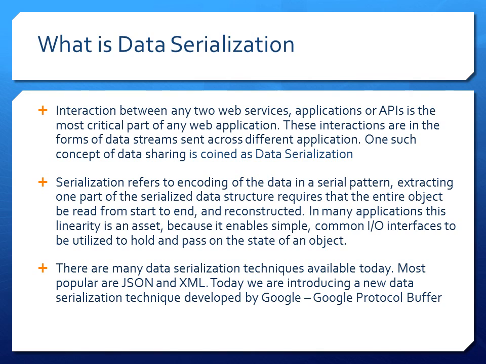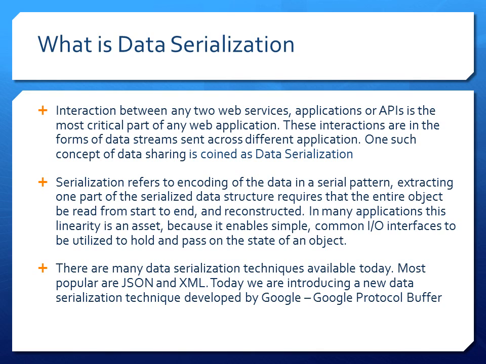So quickly, let's talk about data serialization. It's the interaction between any two web services, applications, or APIs. It's the most critical part of any web application. These interactions are in the form of data streams sent across different applications. One such concept of data sharing is coined as data serialization. Serialization refers to encoding the data in a serial pattern. Extracting one part of the serialized data structure requires that the entire object be read from start to end and then reconstructed.